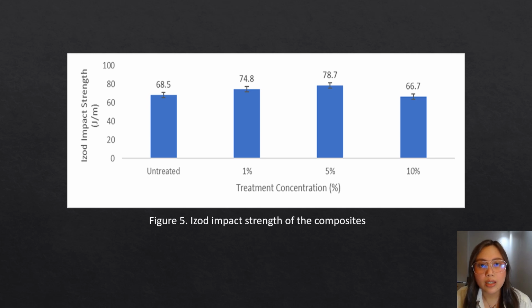Thus, 5% has the best interaction with the cellulose matrix, which in turn resulted in a better impact strength, with a decrease in impact strength at 10%. It could be due to the presence of the amorphous phase, where there is less interaction with the epoxy resin and fiber matrix.